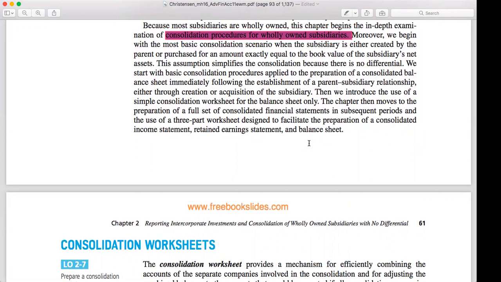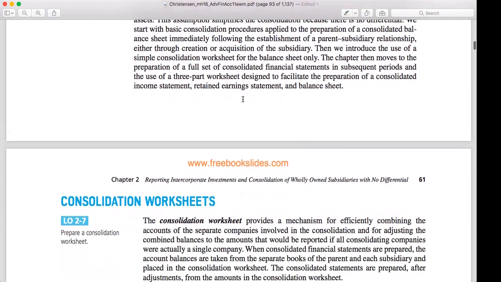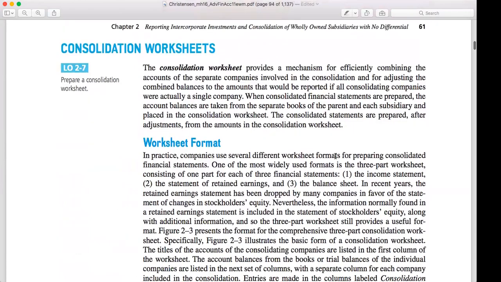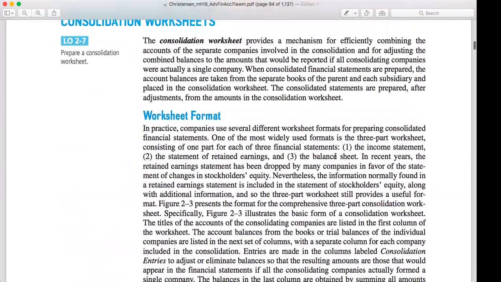And then after that, for any amount that is exactly equal to the book value, we assume and simplify the consolidation, because there is no differential. So there is no differential here, right? So we start with the basic consolidation procedure applied to the preparation of the consolidated balance sheet. And this week we also focus on the use of a simple consolidation worksheet. Right. This one is talking about the consolidation worksheet.